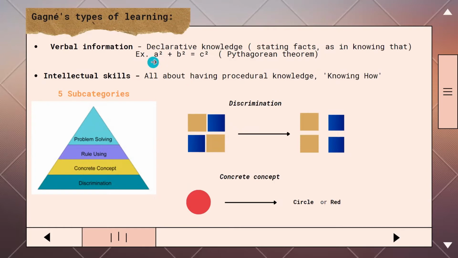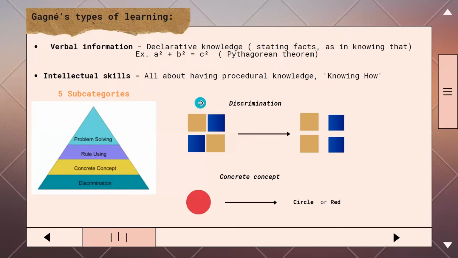Say, for example, a squared plus b squared equals c squared. As we all know, this formula is all about the Pythagorean theorem. Without any explanations, we can say that it is the Pythagorean theorem. It's just that we know that this formula is that kind of theorem.